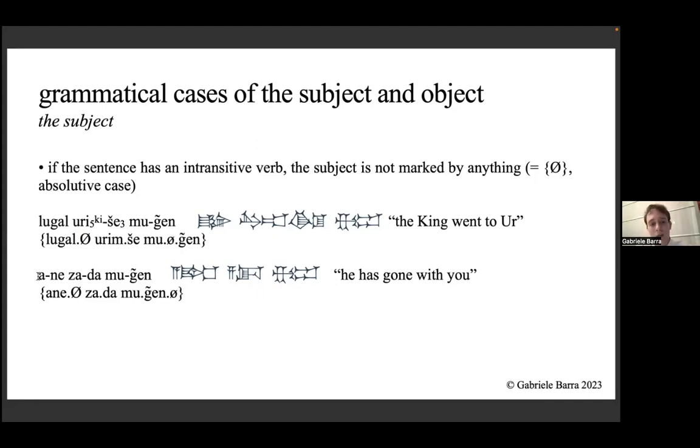Let's see another example. Ane, which means he. Zada, with you. Za is you, and da is with. Mungen, he went with you. Ane is not marked by anything. Why? Because the object is introduced by, well, a case that isn't the absolutive. So it's an intransitive sentence.